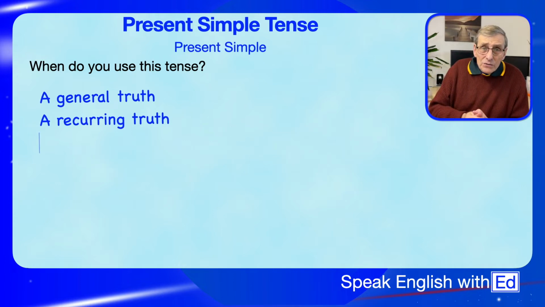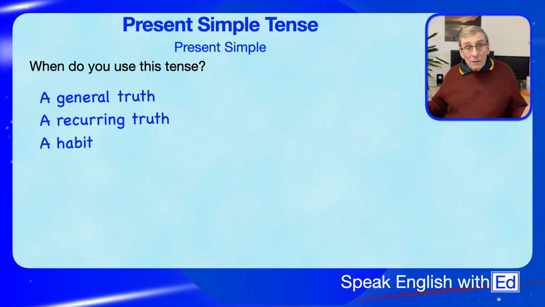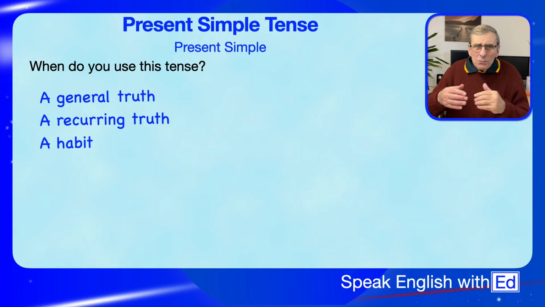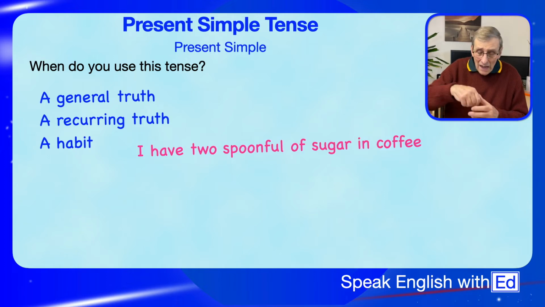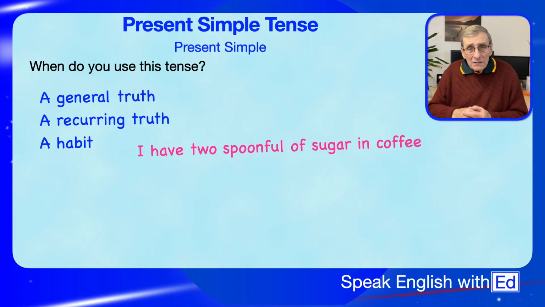Now you also use it for habits. Some of us have good habits and some of us have bad habits. I think I've got both. But a habit is when you do something, generally speaking, all the time without thinking about it. Like, say for instance, every time you make a cup of coffee, you put 2 spoonfuls of sugar in it and you stir it clockwise. It's a habit. It's something that you always do.